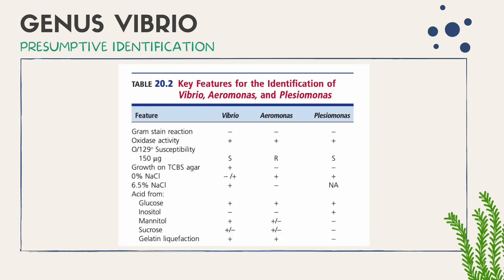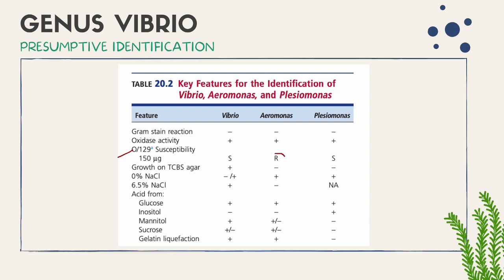So here are the tests that can presumptively identify your genus Vibrio from your other miscellaneous enteric pathogen. So let's try to check these different types of tests. For gram stain, hindi siya masyadong ginagamit because these three genus, all the same, are gram negative as well as oxidase positive. So dito tayo sa O129, susceptibility testing.